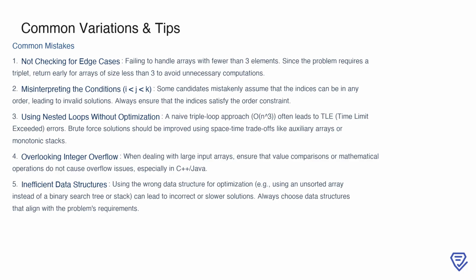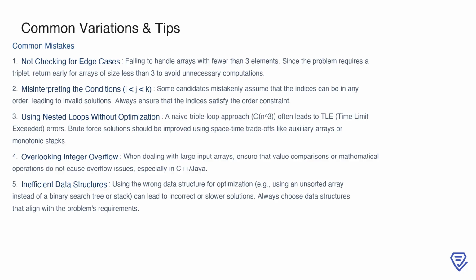When tackling this problem, there are several common pitfalls to watch out for. First, it's important to handle edge cases, such as arrays with fewer than 3 elements. Since the problem requires identifying a triplet, you can immediately return false for these cases to save unnecessary computation. Another frequent issue is misunderstanding the condition that the indices must follow the order i < j < k. Some solutions incorrectly assume that the indices can be in any order, which leads to invalid results.